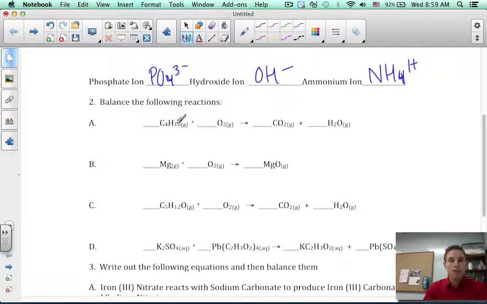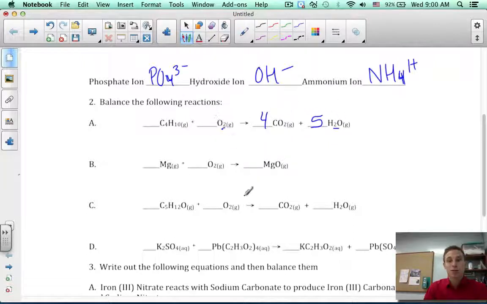Balance the equations. We have a combustion reaction, C4H10 reacting with oxygen to produce CO2 and water. That is the telltale sign of a hydrocarbon combusting with oxygen. 4 carbons on the left, so we put 4 carbons on the right. 10 hydrogens on the left, so we put a 5 here because there's a 2 right there. 5 times 2 is 10. Now there's 5 oxygens, 5 times 1 oxygen plus 4 oxygen is 9.